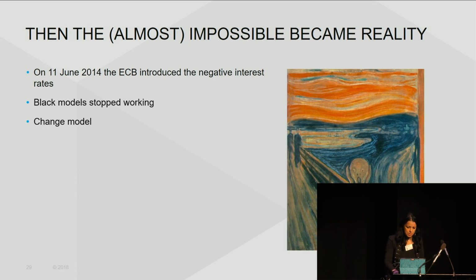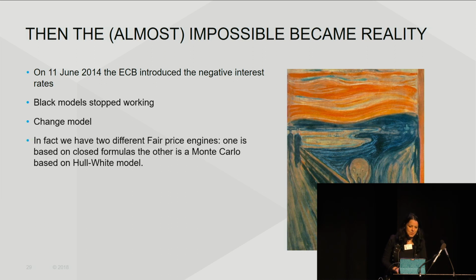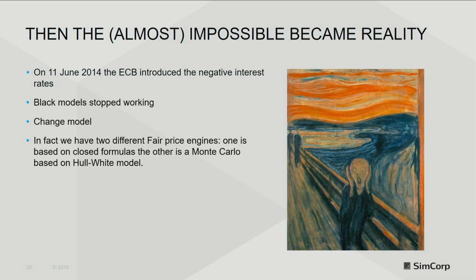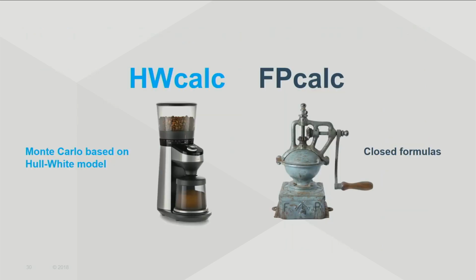So we introduced, and there was, in fact, our magic team with our Superman there and the grumpy chap that is in Milan at this moment. And they decided to implement a Hull-White model. So right now, we have two different engines that are integrated one with the other. This is the old one with closed formulas, and this is the Hull-White-based one with Monte Carlo simulation.